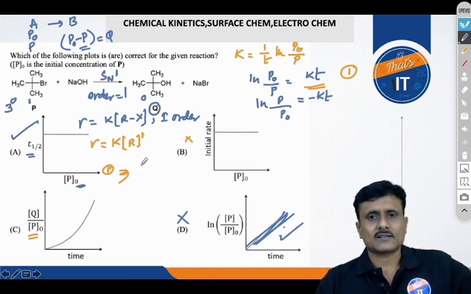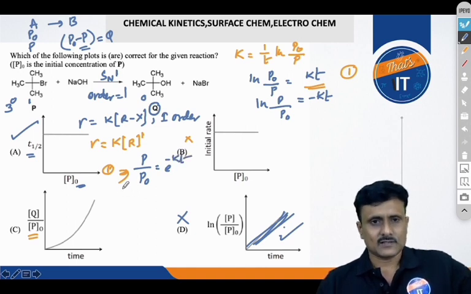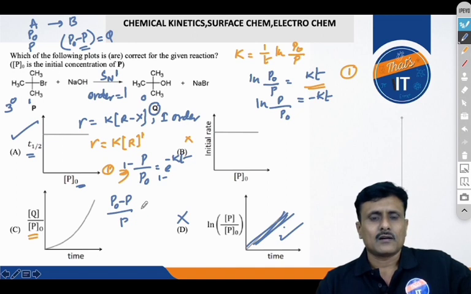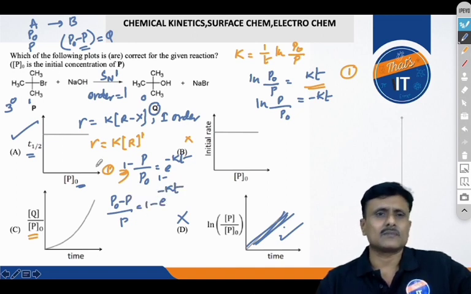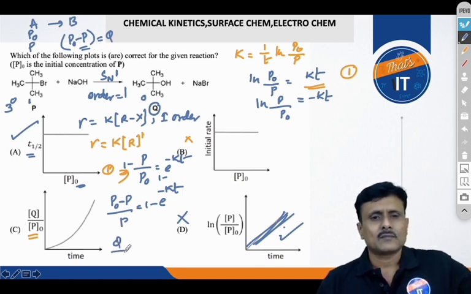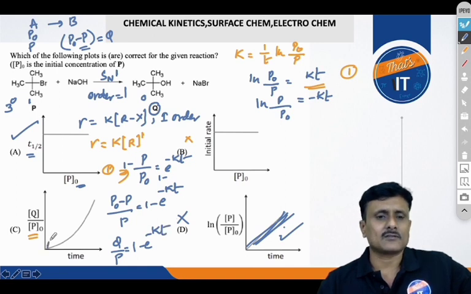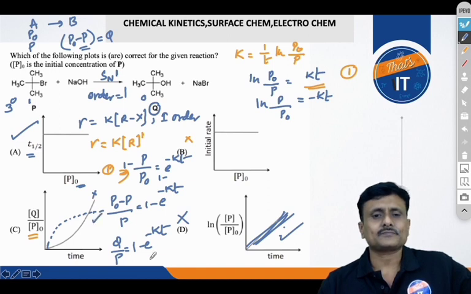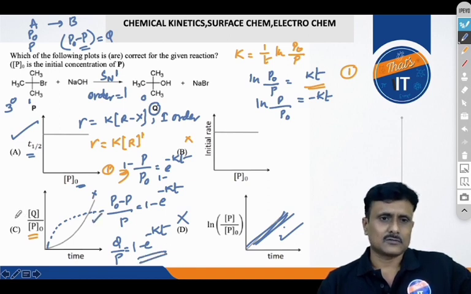You can see that I'll get P by P naught equal to e power minus kt. When I write 1 minus on both sides, I will be getting the degree of dissociation, or the degree of reaction, equal to 1 minus e power minus kt. This is nothing but Q by P equal to 1 minus e power minus kt, for which the graph will turn out to be like this, but not like this. So this is also ruled out.